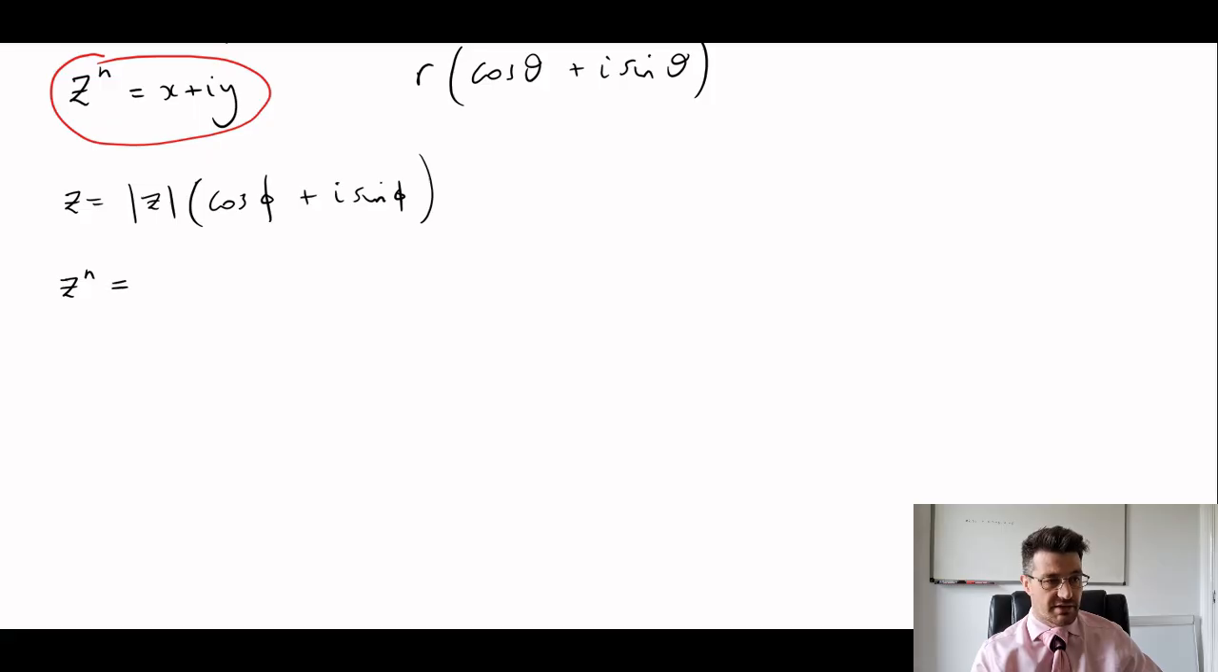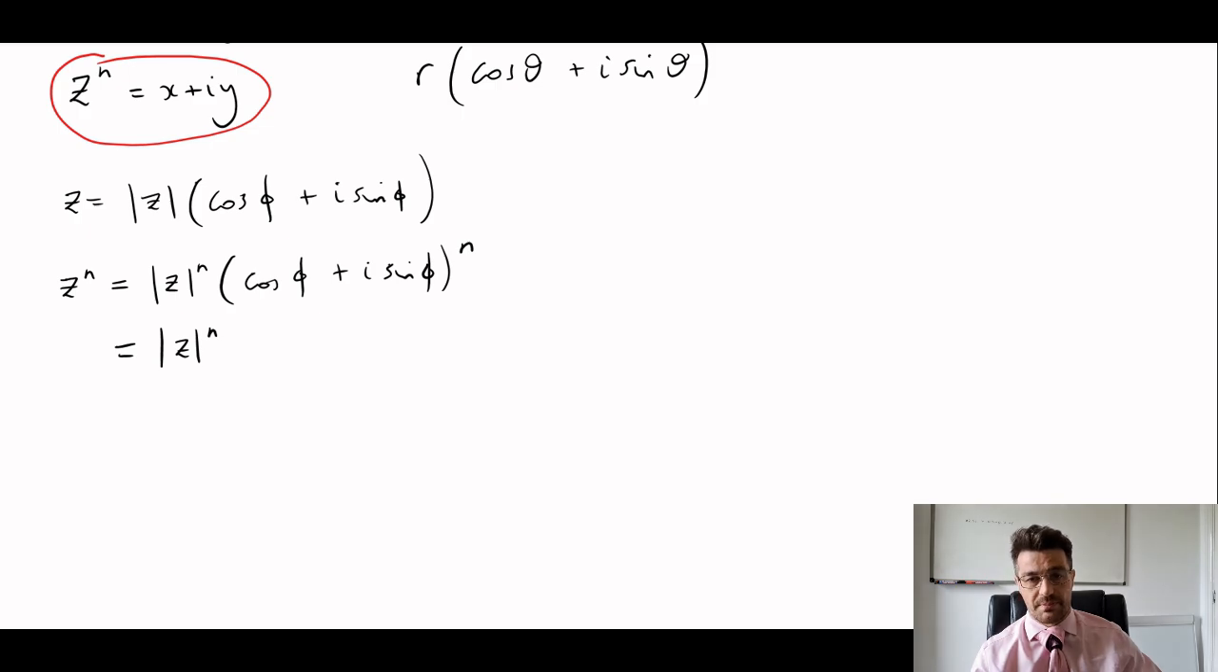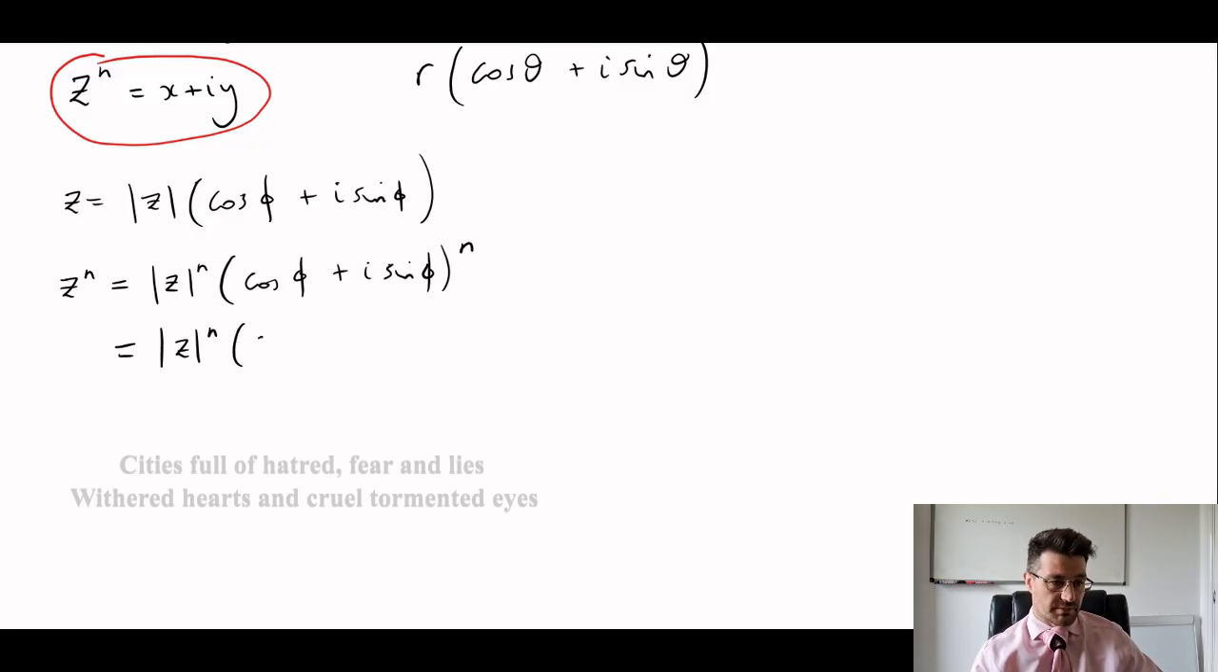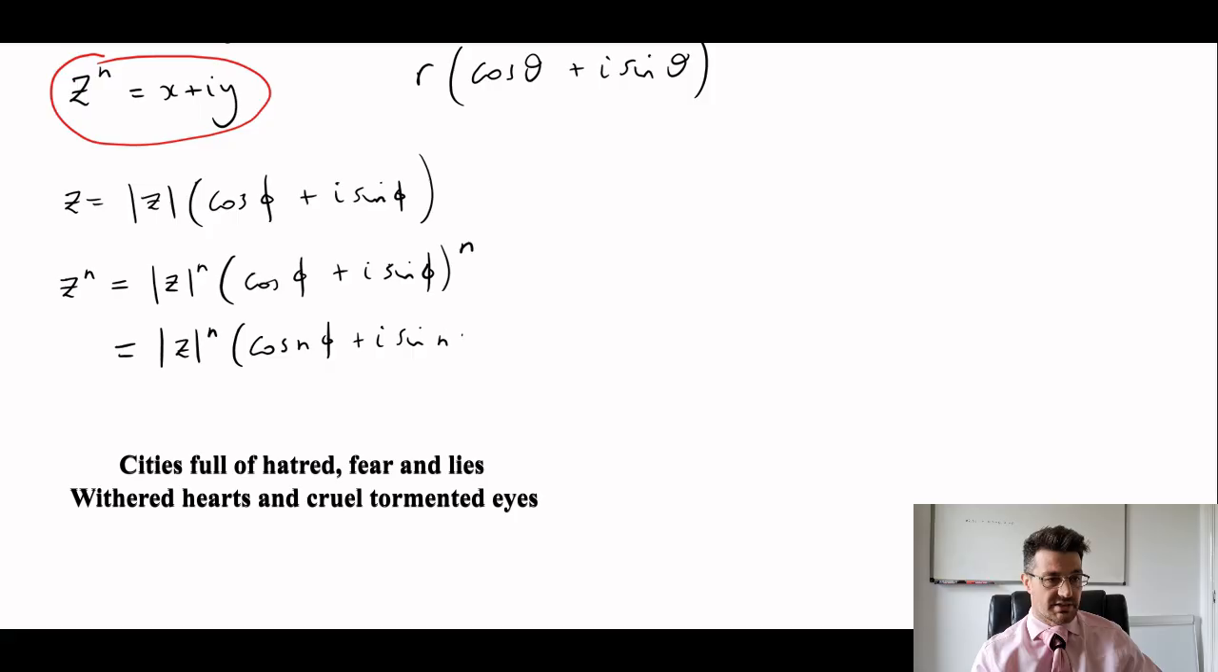z to the power of n, which of course is going to be equal to the modulus of z to the power of n times (cos phi plus i sine phi) to the power of n. Now, those of you that are familiar with De Moivre's theorem, so here n is a positive integer. Maybe I should have said that earlier, but if there's any doubt about what the value of n is, it's a positive integer. So we can use De Moivre's theorem, no problems. And we get cos n phi plus i sine n phi.